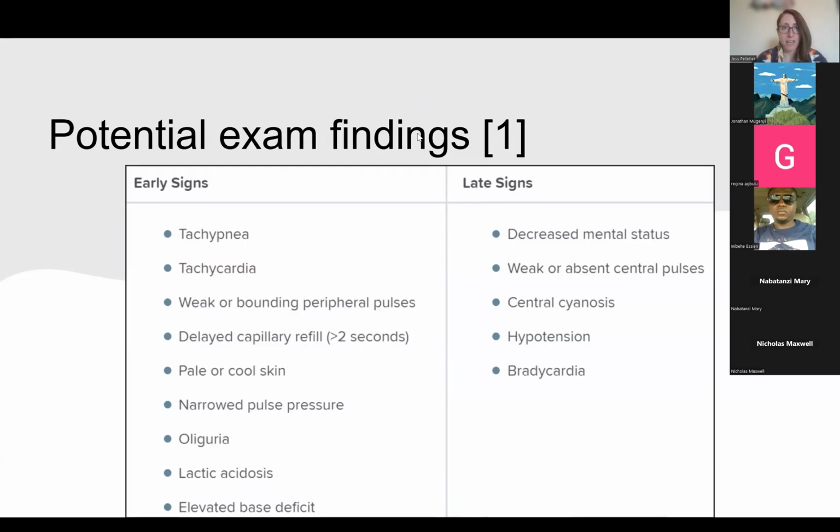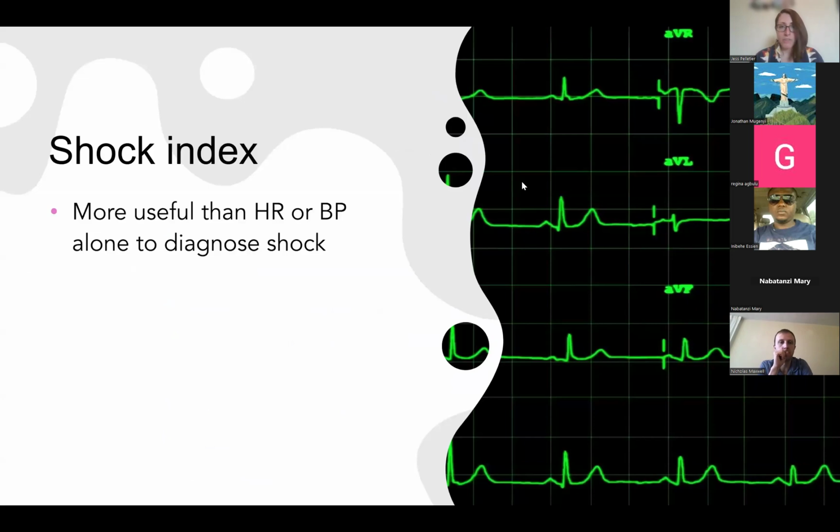Now, our ability to detect pulses for folks in cardiac arrest is not great, but while someone still has enough blood pressure to produce good pulses, then our ability to palpate them is a bit better. And so checking those pulses to see if they're bounding or weak can help us differentiate what kind of shock might be going on. One thing I want to touch on here is called the shock index.